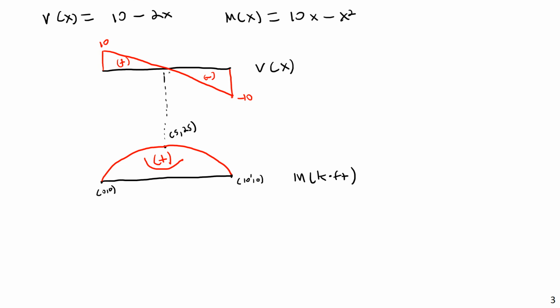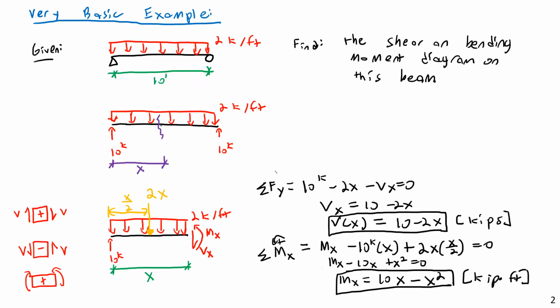So you have this derivative relationship, and in turn, the value of this graph is the slope of this graph. So every time shear is equal to 0, the slope of the moment function is equal to 0, or in turn, wherever this is 0, you'll have a maximum or a minimum in your moment function. Okay, but that's the basic idea of shear and bending moment diagrams.